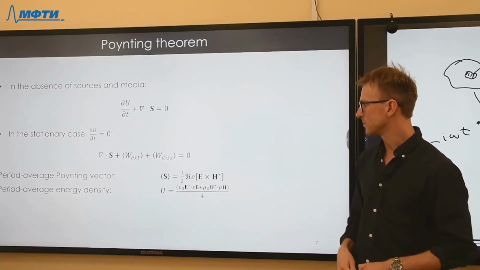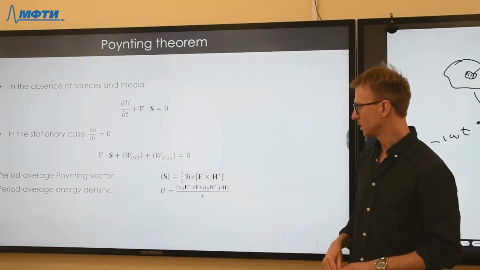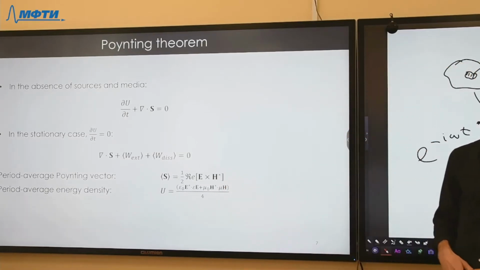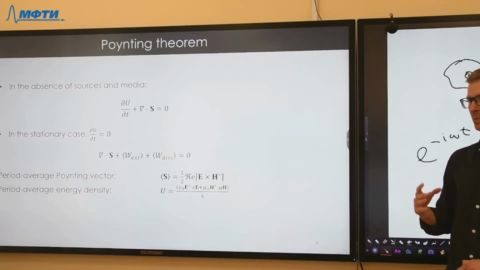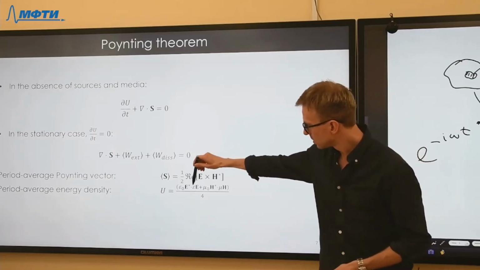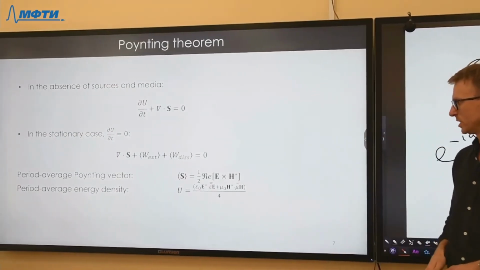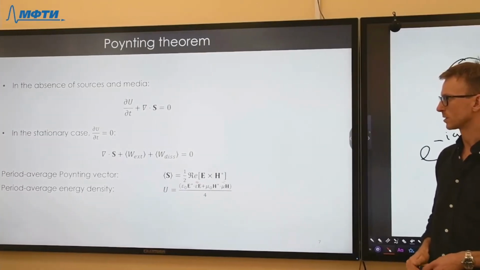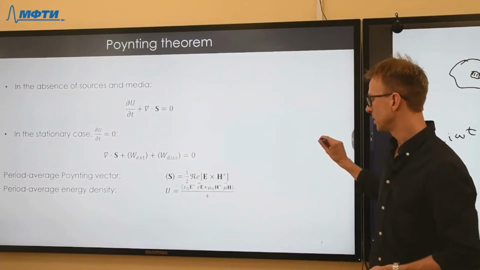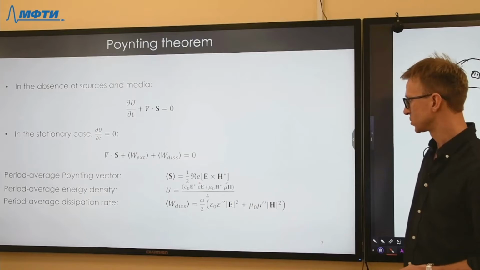Then the electromagnetic energy density can be written in the following way. And here, epsilon and mu can be not only scalars, but also tensors. If the medium is anisotropic, these can be tensors. And then this expression will give you the correctly calculated electromagnetic energy density in an anisotropic medium. And then we have the monochromatic expression for dissipation, if it is present.